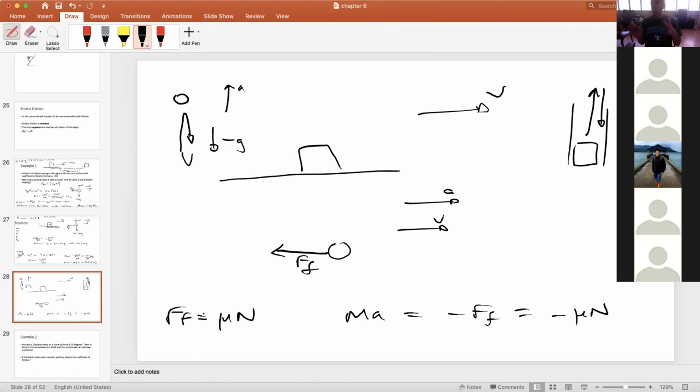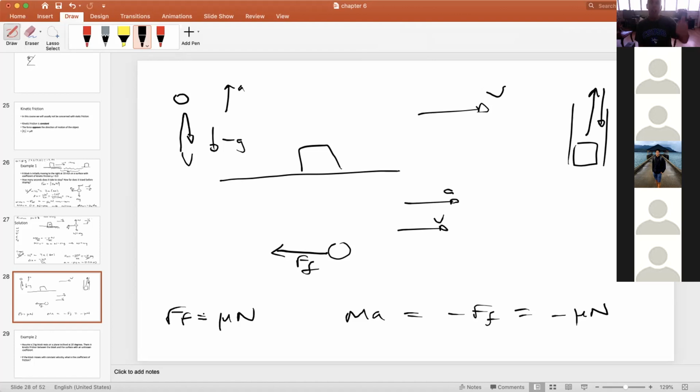The sign just depends on where you put it. Does that make sense? Okay. So if you were asked to find the force of friction, you don't necessarily have to put a negative. The negative just says it's opposite of acceleration. Just like we didn't have to put a negative g. The reason we put negative g was because we were assuming y was up.